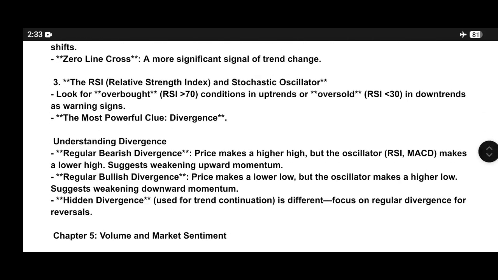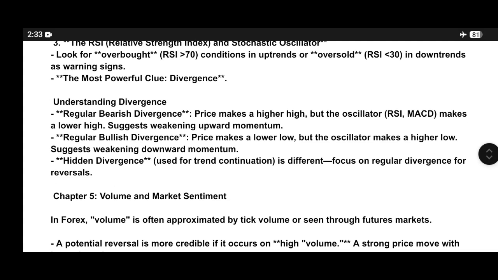The other one is understanding divergence. Regular bearish divergence is when price makes a higher high, but the oscillator, RSI or MACD, makes a lower high. Regular bullish divergence: price makes a lower low, but the oscillator makes a higher low, which suggests weakening downtrend momentum. Hidden divergence, used for trend continuation, is different. Focus on regular divergence for reversal.